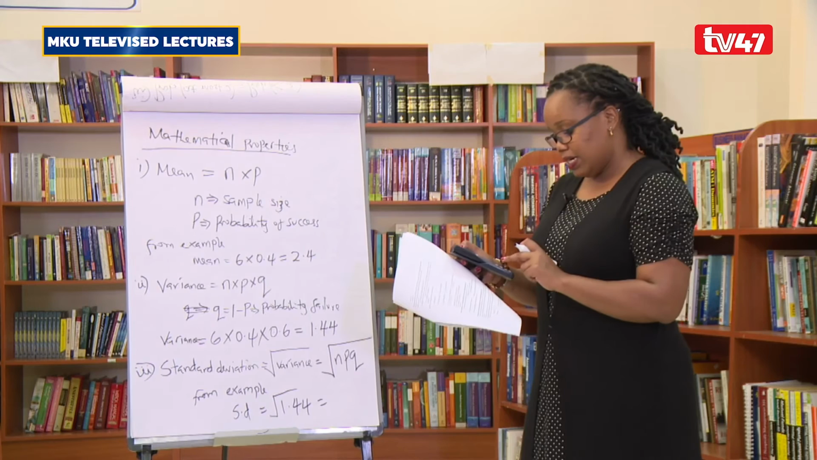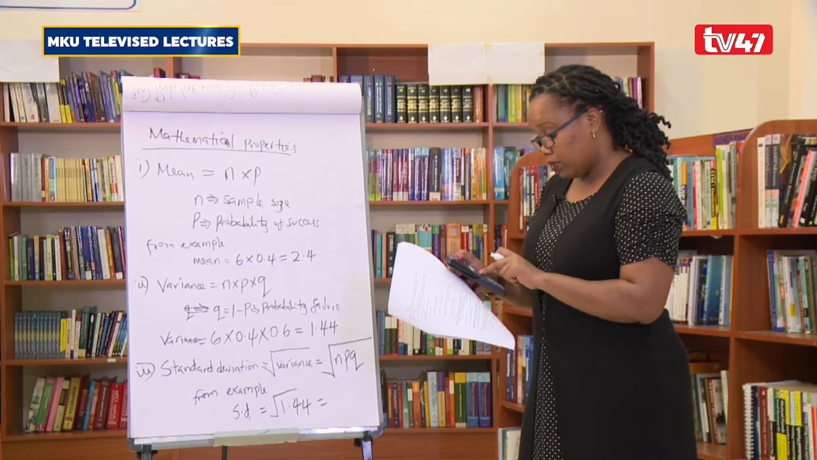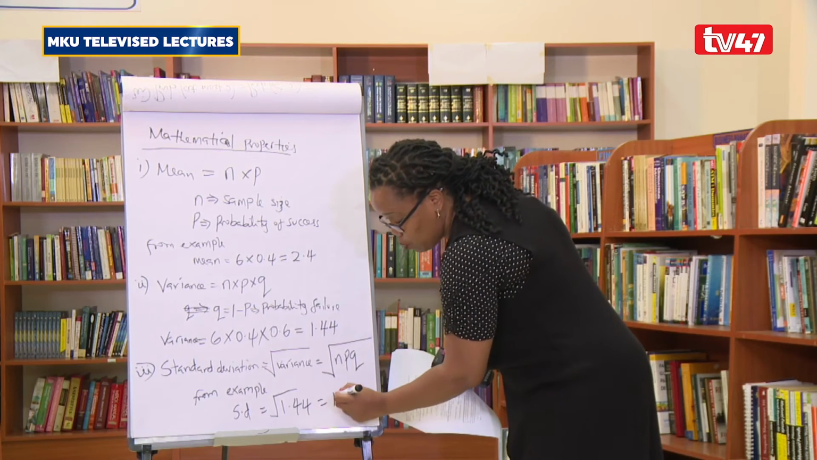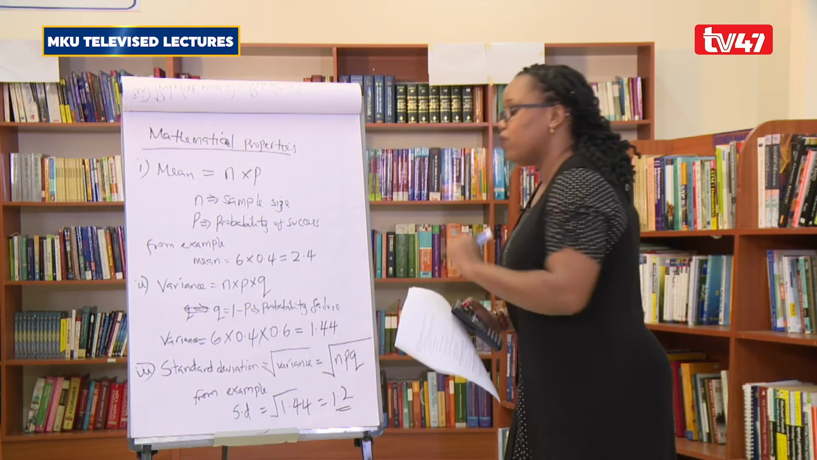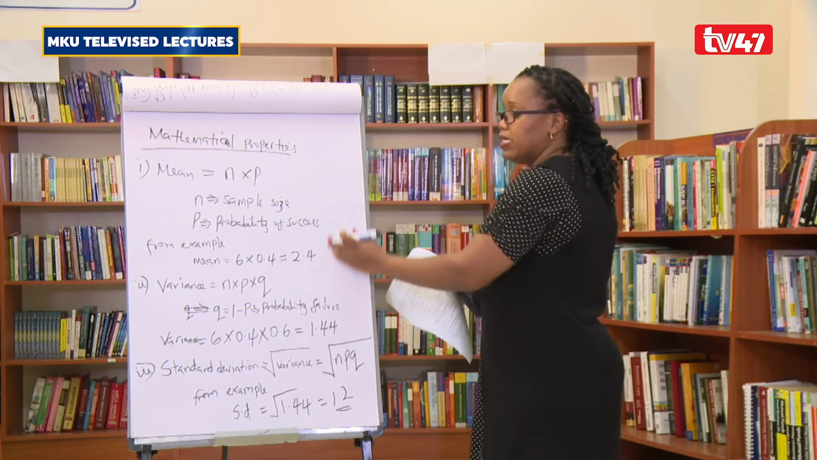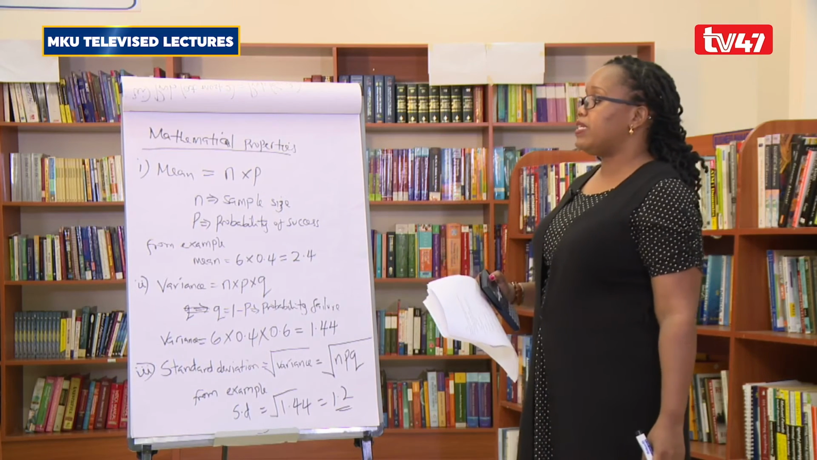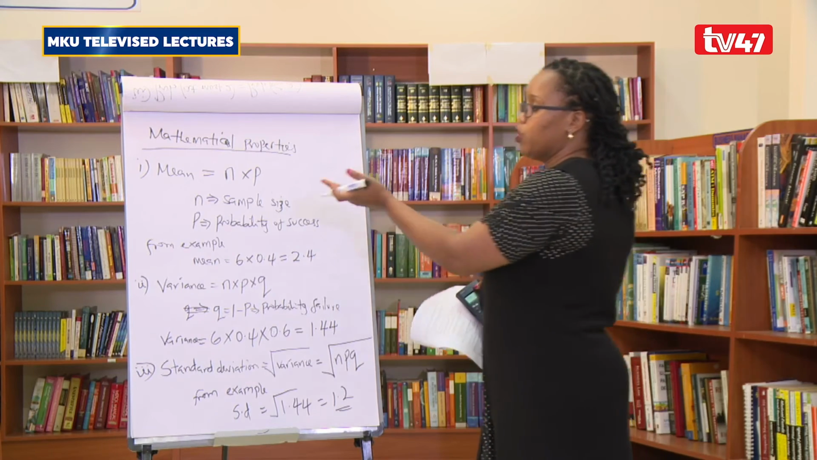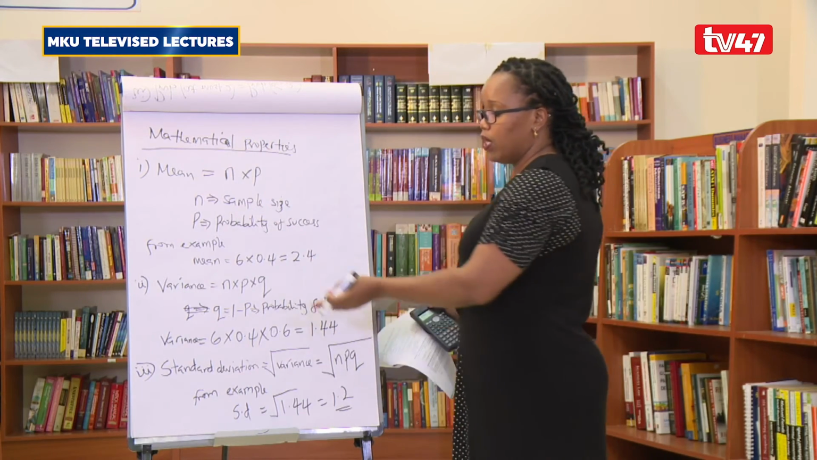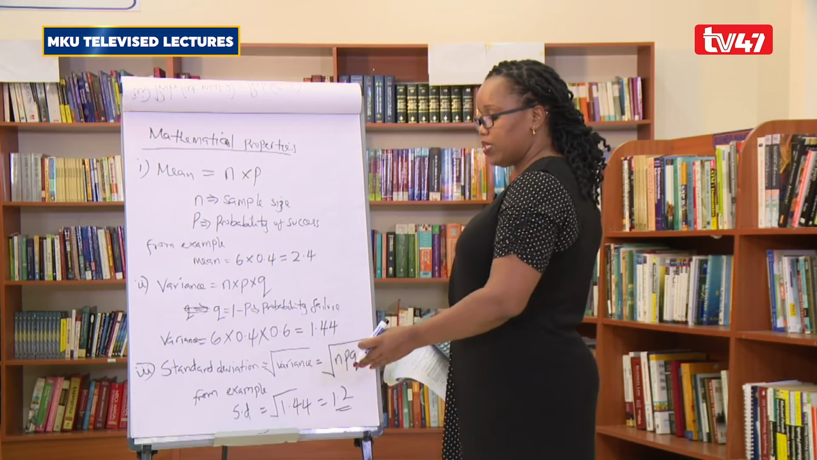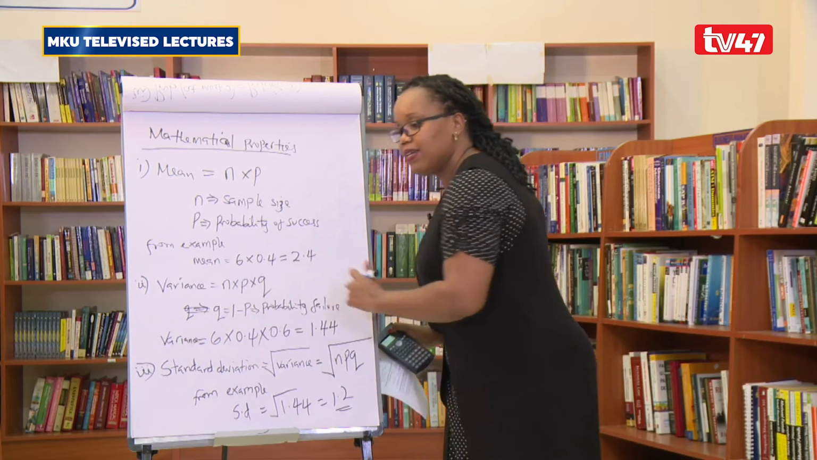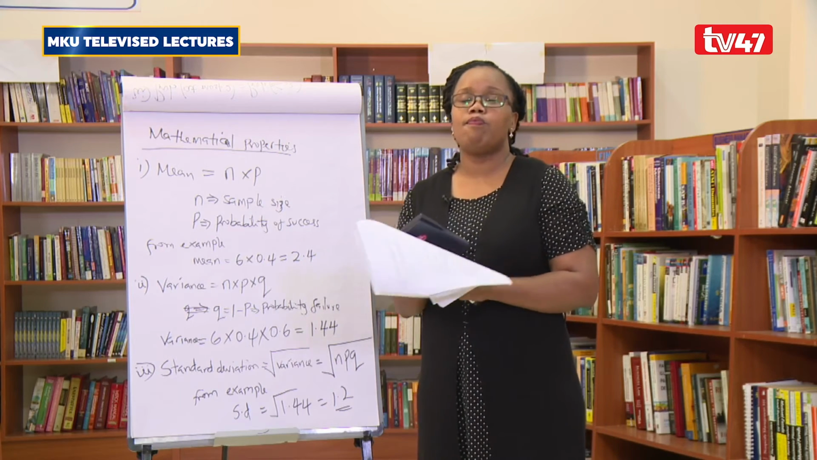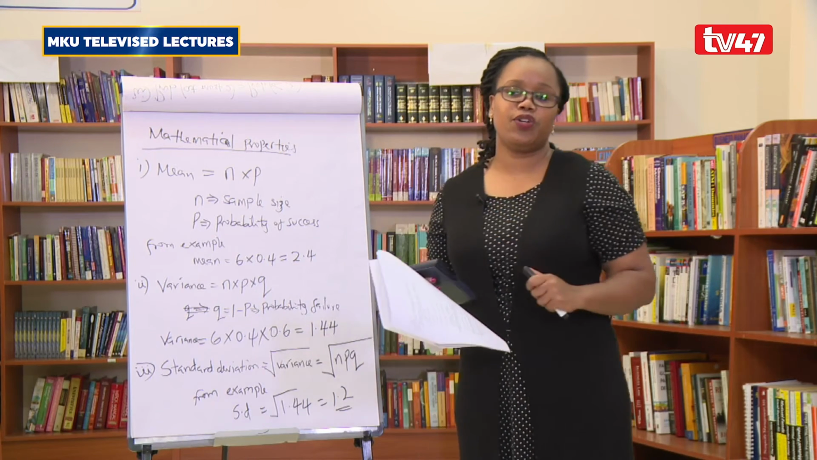So if we get the square root of 1.44, it turns out to be 1.2. And there we have seen the mathematical properties of a binomial probability distribution. We are able to calculate the mean, we are able to calculate the variance, and we are able to calculate the standard deviation, which concludes the binomial probability distribution.